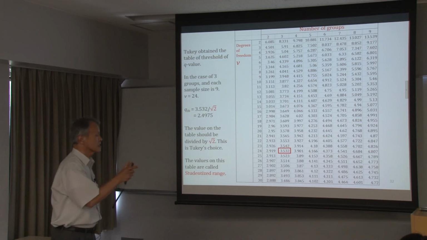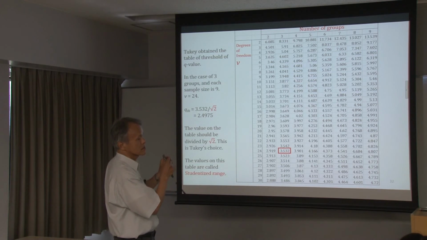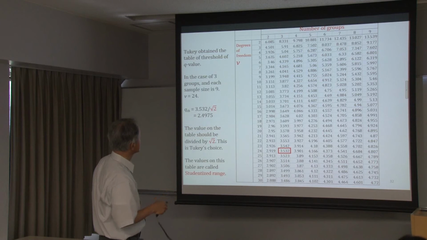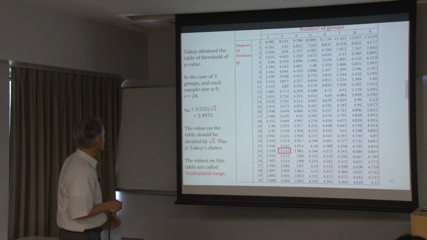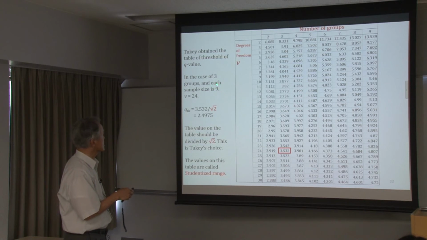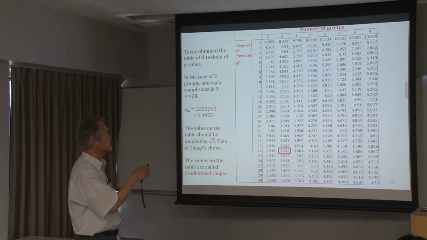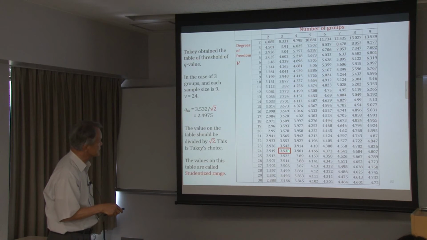And in the case in Excel file number 10, the t-test is applied 3 times. So there are 3 groups. Number of groups is 3, and the degree of freedom is 24. There are 9 samples in each group, so 3 times 9 minus 3 is 24. So the degrees of freedom is 24. In this case, the threshold value is this one, 3.532.